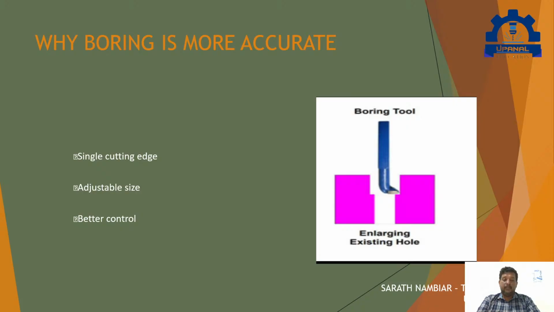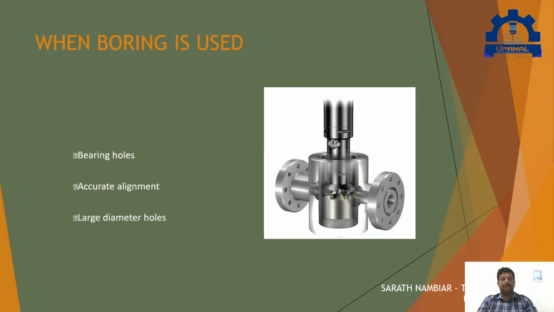It's a single point cutting tool, and we get better control of the tool. In drilling, the tool decides the size, but in boring, we decide the size. Where is boring used? Boring is used for accurate alignment and bigger diameter holes. Sometimes we may use a drill bit of about 20 mm, but we need a hole of 50 mm or something. For such big holes we use boring, for bearing holes, engines, pistons, everything.